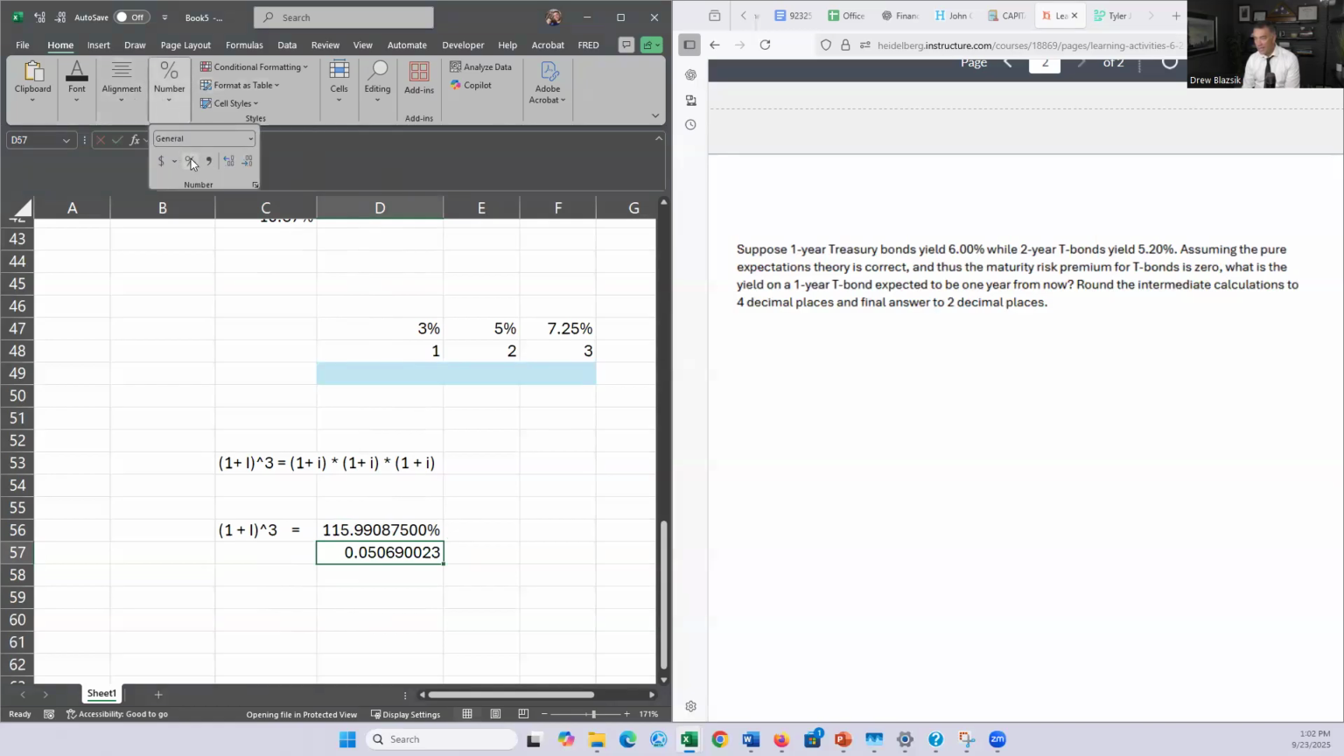Subtract out the 1. I'm going to put it as a percentage. So what we're getting on the 3 year security is 5.07% per year. That's the average of the 15.99.